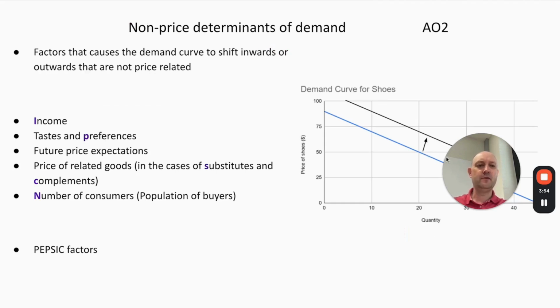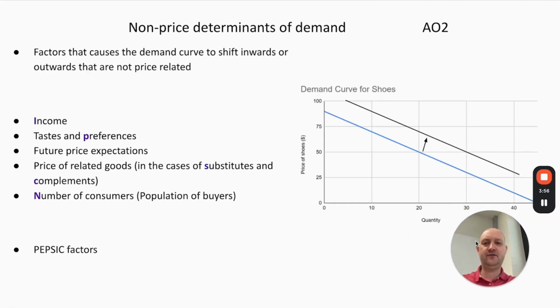So what can cause this? We're going to go through 6 factors. These are going to be called, confusingly, the non-price determinants of demand. All this is saying is these are things that can shift the demand curve that are not price related. And as we saw on the last slide, if we do get a change in price, we're just going to move up and down the demand curve. So these are all reasons that the demand curve will shift. People want to buy more or less of something, not because of price. And that's what non-price determinants of demand means.